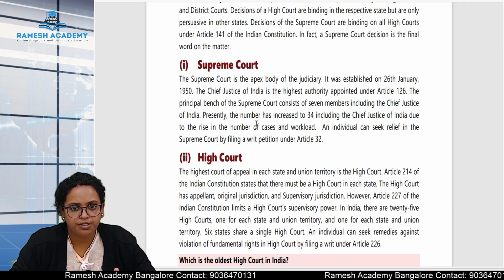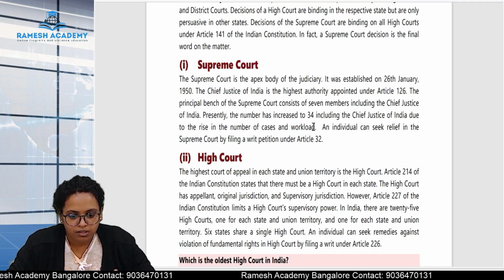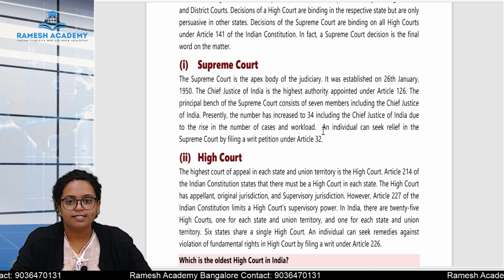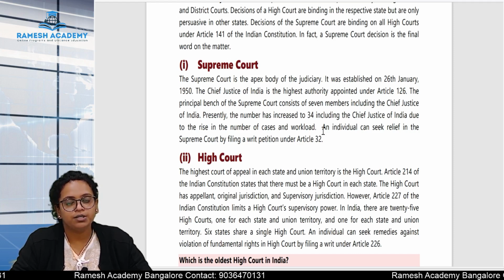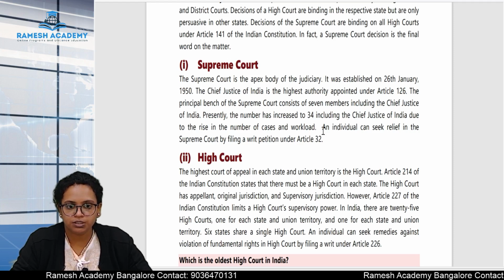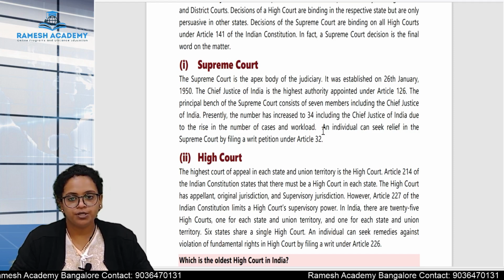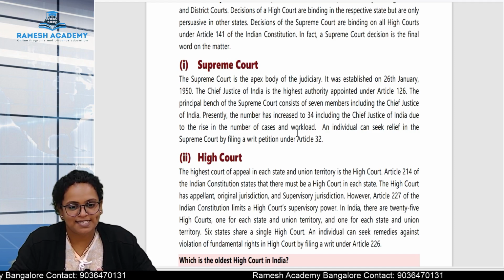Chief Justice of India. Presently the number has increased to 34, including the Chief Justice of India, to meet the rise in the number of cases and workload. So before it was only 6 members and 7 members including the Chief Justice, but now the number has increased to 34, including the Chief Justice. So including the Chief Justice of India, today the number is 34, as the cases and the workload have increased.